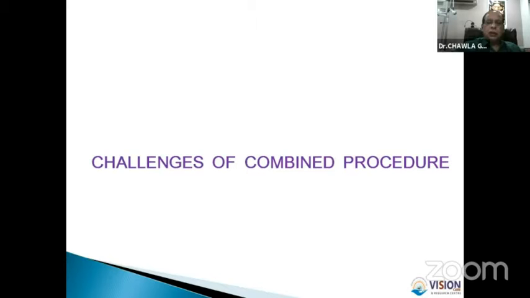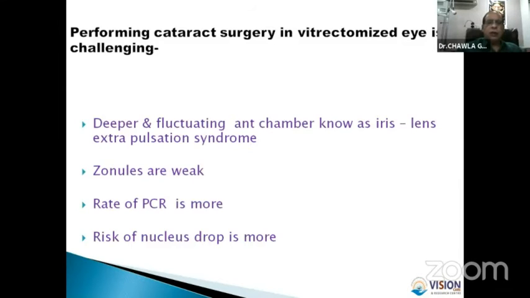But there are certain challenges of this combined procedure. In the following slides, I will show the challenges and how to manage these challenges. The solution will also be discussed. Performing cataract surgery, I'm not going to detail because Dr. Mohan Rajan has already shown the beautiful videos.